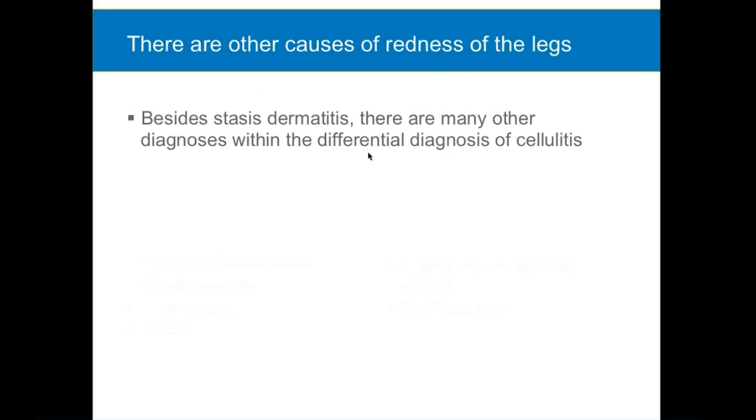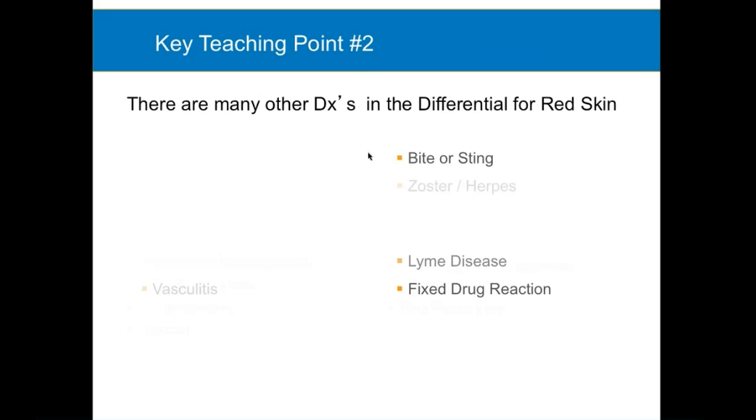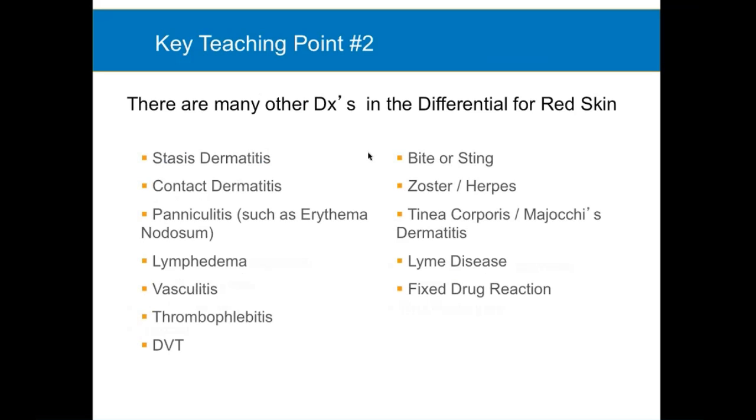So as we wrap up the presentation, I'm going to go through some of the most common mimickers of cellulitis. As I mentioned, the most common is stasis dermatitis, but there are many other things in the differential. So here are a list of some of the most common things in the differential diagnosis for red skin, and we're going to go through some of these.